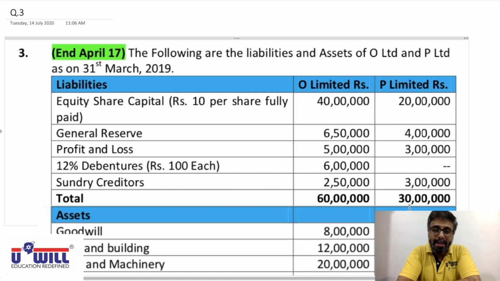Question 1 was already done in the previous lectures. Question 2 you tried on your own. Now from question 3 onwards: in questions 1 and 2 we practiced everything, the entries in the books of transferer company, the entries in the books of transferee company, the balance sheet, even the transferee company's ledger accounts. So in the initial 2 questions we practiced everything so that you get an idea how to do the accounting in the books of transferer company as well as transferee company.